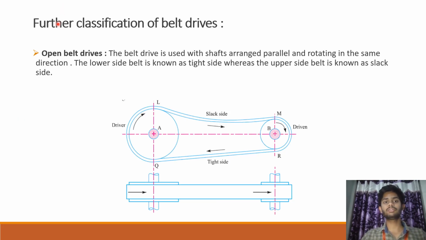Let's see some further classification of the belt drives. There are many types of belt drives as we discuss now. So first is open belt drives. The belt drive is used with the shafts arranged parallel and rotating in the same direction. The lower side belt is known as tight side, whereas the upper side belt is known as the slack side. So in the open belt drives, the driver and the driven are rotated in the same direction. So the upper side is called slack side and the bottom side is called tight side.